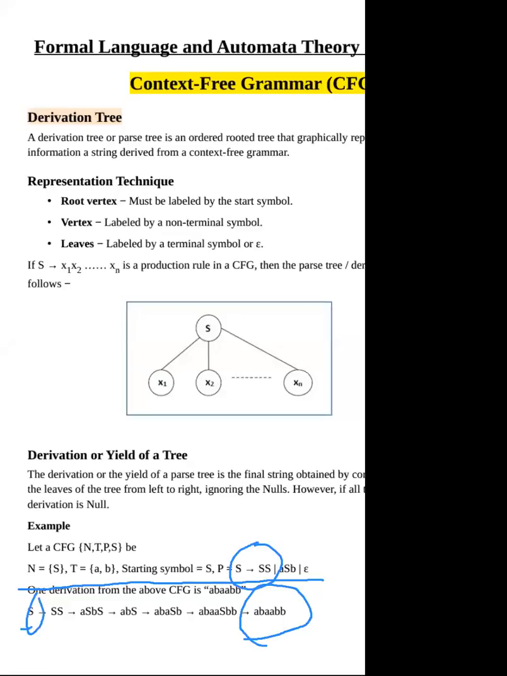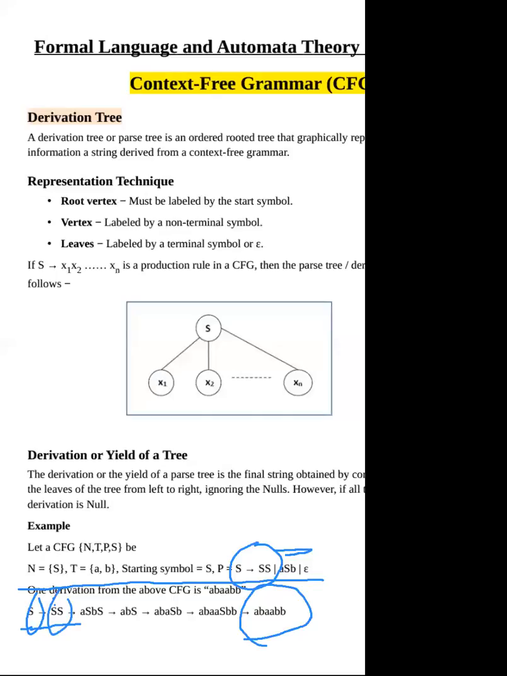This one, right? Yes, sir. Then the first S can be replaced by ASB, because there is another production, S implies ASB. Right? Yes, sir. So the second production, S implies ASB, can be used for the first S in place of this. The first S is replaced by ASB.